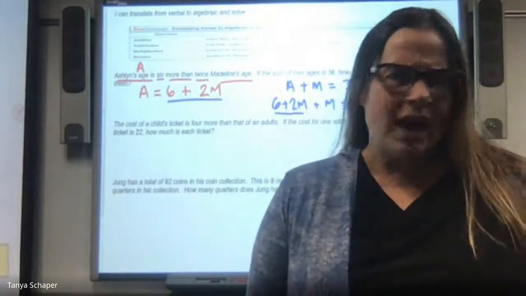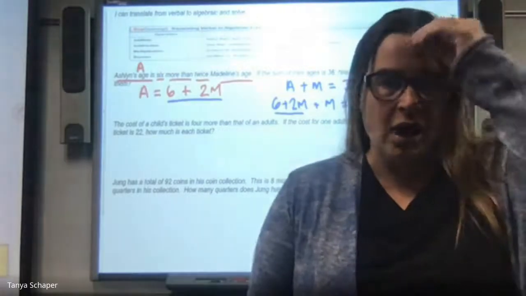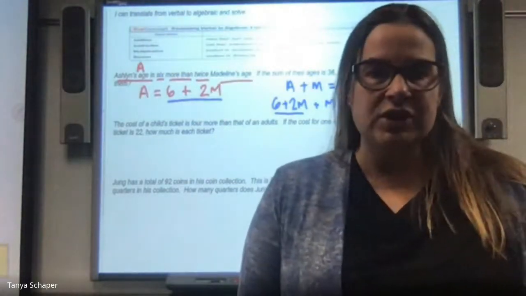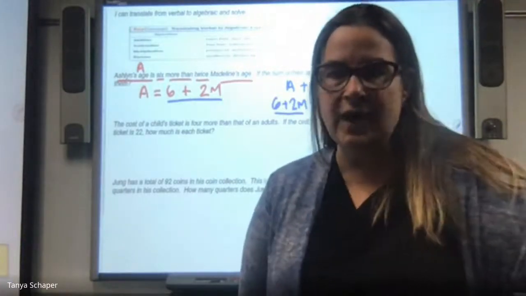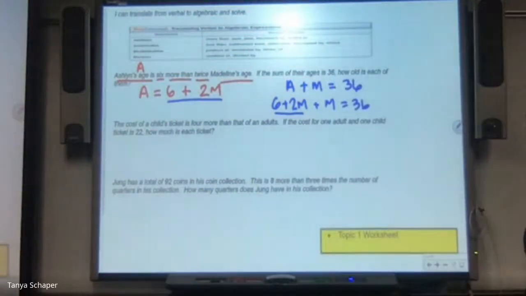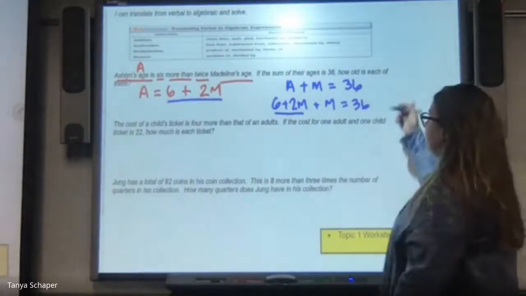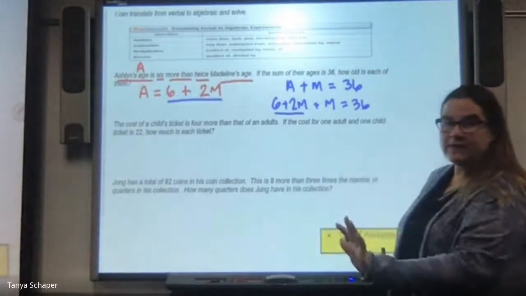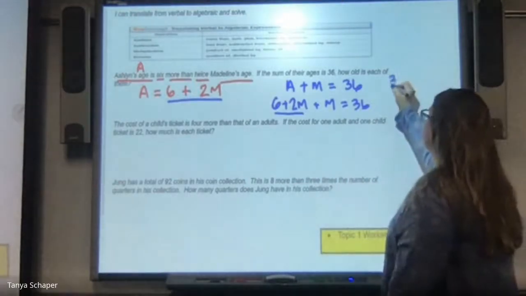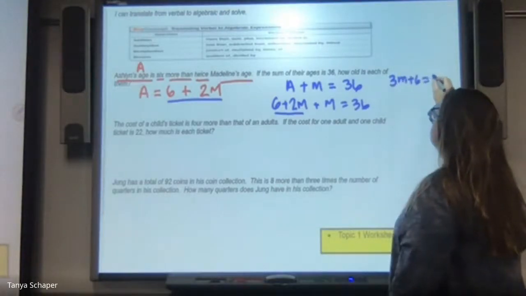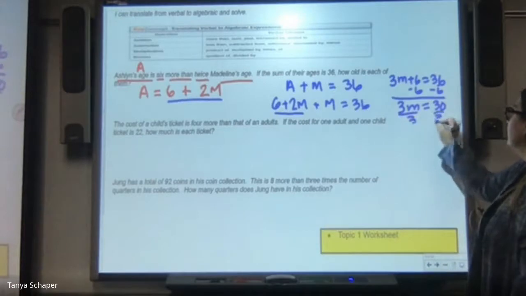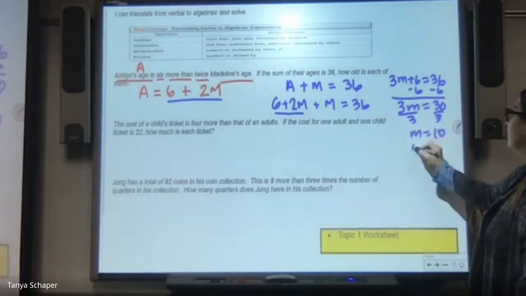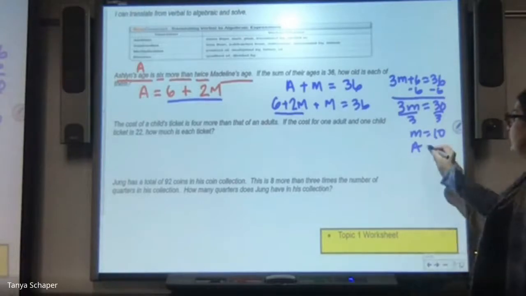Now, could you use guess and check? For sure. Could you do trial and error? For sure. Could you come up with a different strategy? Absolutely. All right. It's not my way is the only way. We got lots of different options with that. All right. So if we solve this equation out, I'm just going to solve it out. I know we haven't talked about this, so just hang in there with me. 3m plus 6 is 36. 3m is 30. Madeline is 10.